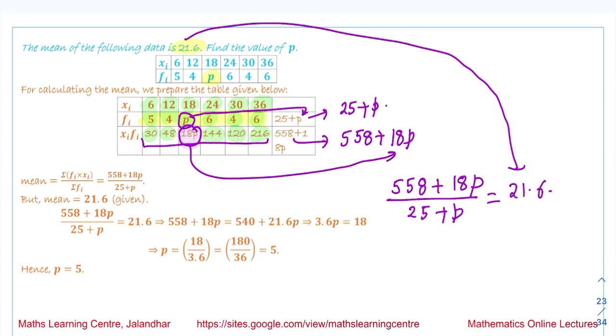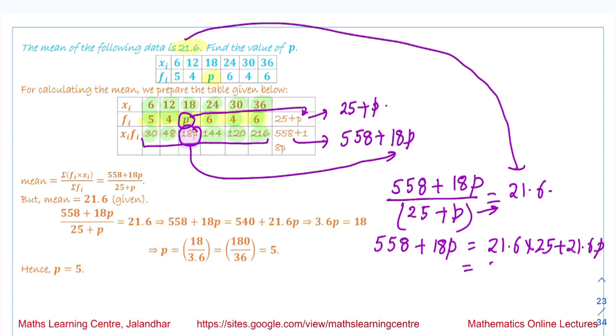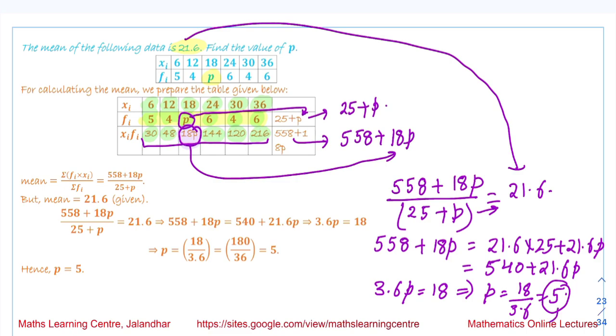So when we multiply these terms, we get, it is 558 plus 18P, that is equal to, we multiply this term on this side, so we get, it is 21.6 into 25 plus 21.6P. So it is 540 plus 21.6P. So we get, it is 3.6P is equal to 18. So the value of P that we will get, it is 18 by 3.6, that is equal to 5. So this is the value of P that we will obtain in this case.